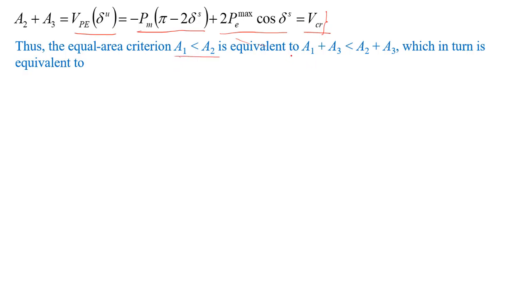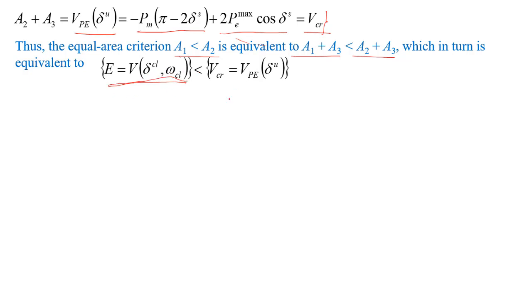So that's the equal area criterion, that is A1 less than A2, which is equivalent to A1 plus A3 less than A2 plus A3, which in turn is equivalent to E equal to V of delta CL, omega CL, the energy evaluated at the fault clearing point, being less than the critical energy VCR, that is equal to V of delta U. So from the equal area criterion also we concluded that your stability will be maintained if E, the energy function evaluated at the fault clearing point, which is constant, remains less than the critical energy of the system VCR, that is nothing but the potential energy at the unstable equilibrium point.